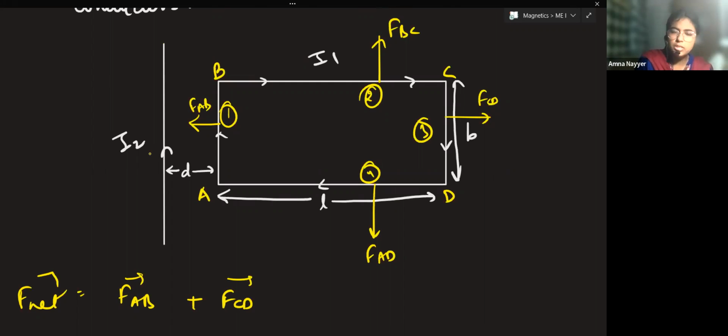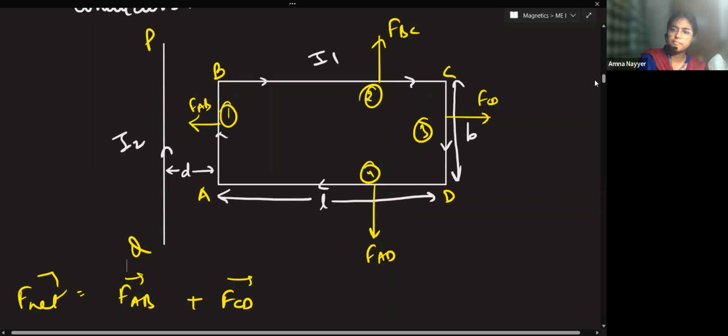Now FAB: just forget everything that is written on the board except for AB and this wire. Let's name this also as PQ. So just focus on PQ and AB right now. In this case, you have done it, two wires are there. How will you solve it?